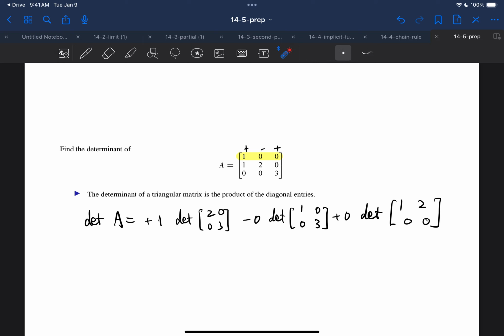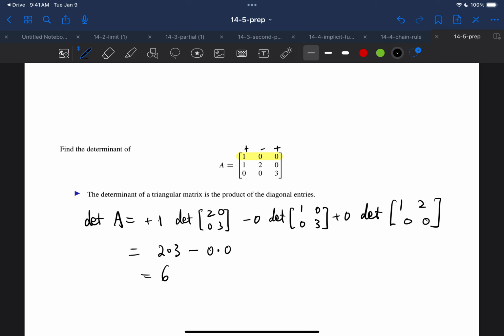But we know that 0 times anything is 0. So we don't actually need to take care of these two determinant computations. The only thing that gives non-zero is 1 times this determinant. 1 times anything is 1, and this determinant is main diagonal minus off diagonal: 2 times 3 minus 0 times 0, which is 6.